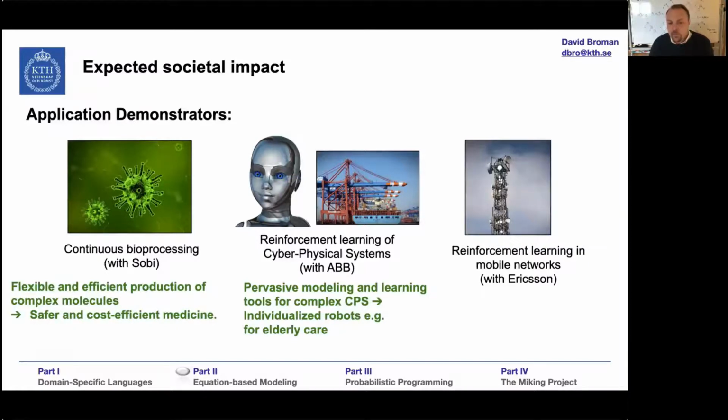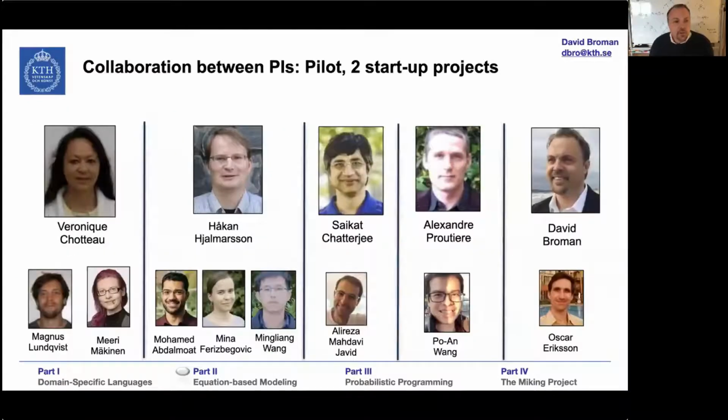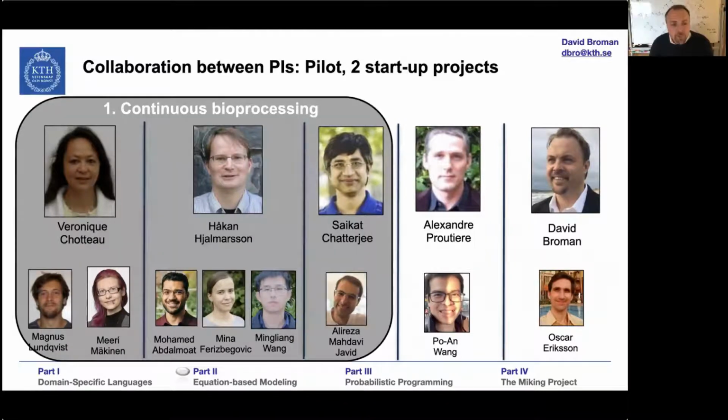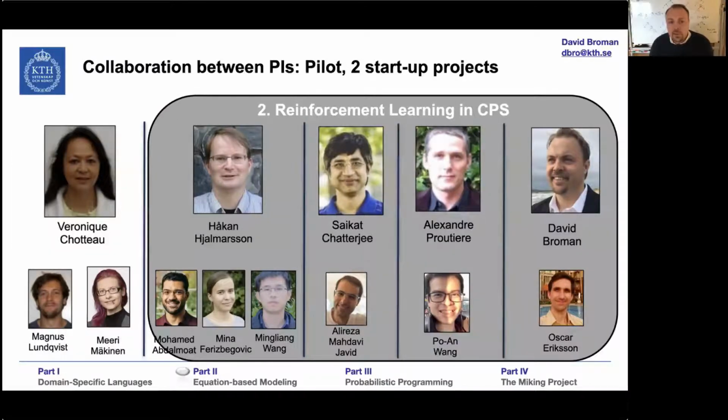And then the other part is about reinforcement learning in mobile networks with a very limited possibility to probe the system. So in this project, we have Véronique involved in biology, Håkan in automatic control, Saikat in signal theory, Alexandre Proutiere in reinforcement learning, and myself. And these people are involved in the continuous bioprocess, and we are starting up this on the CPS part.